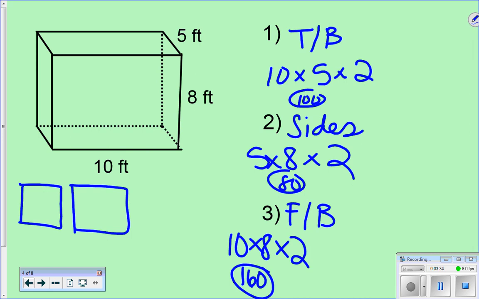Ready? Let me know when you're ready. Sure. You could find the sides of each of them, right? And then times the whole thing by 2, yeah. That would work. Ready? Alright. Let's put this one in our notebook.